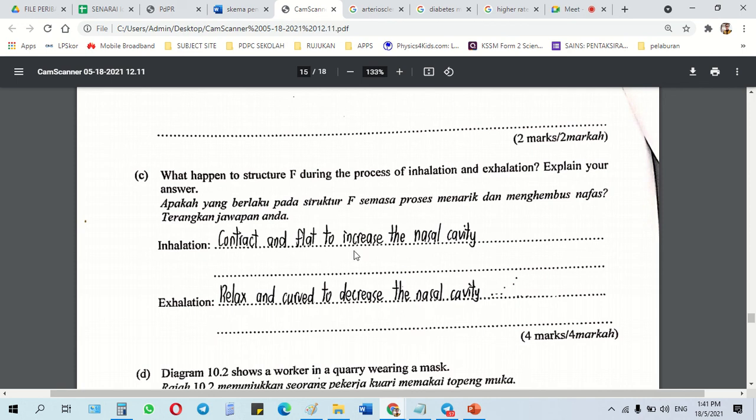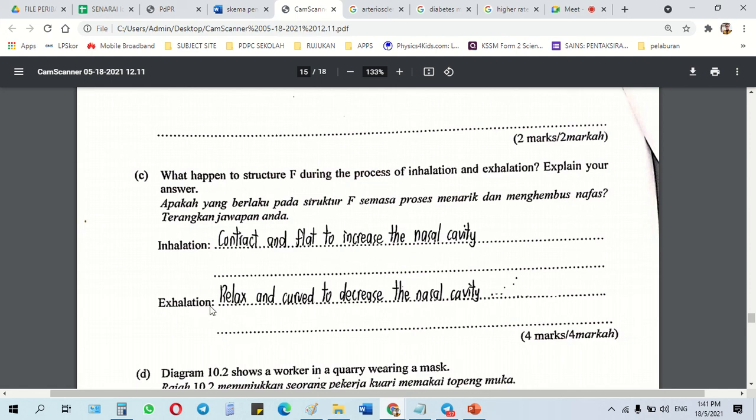Aku dapat satu markah lah sini. Actually kalau ini bagi to increase thoracic cavity ataupun to increase the volume of lung, saya boleh bagi tepat. Kalau sebab nasal cavity ni memang salah. Okay. Ni saya bagi betul satu markah.